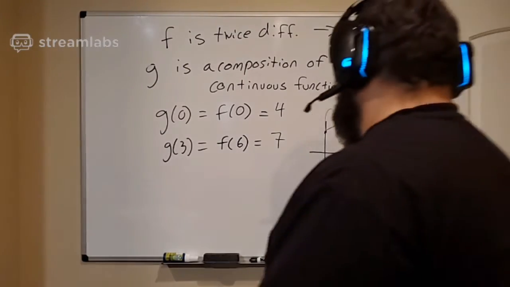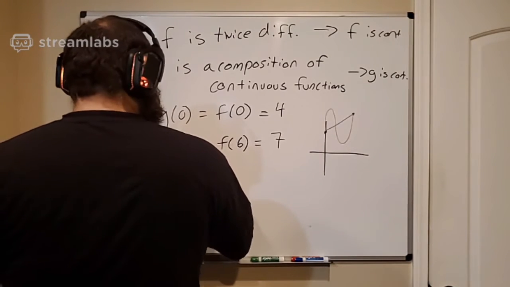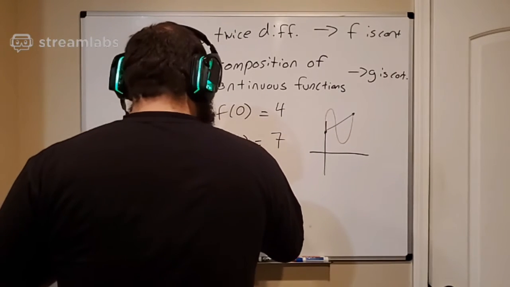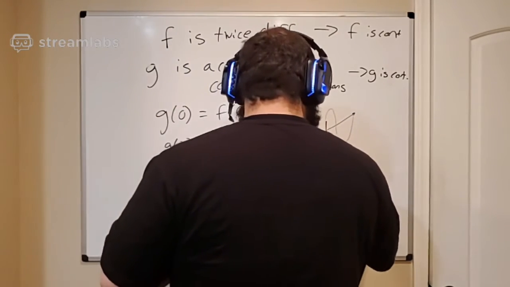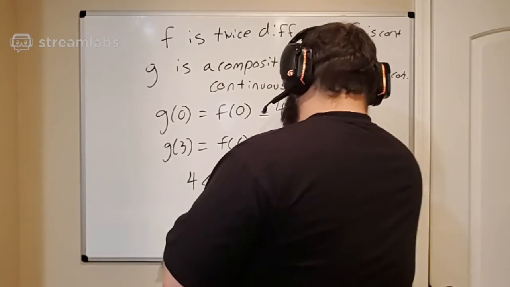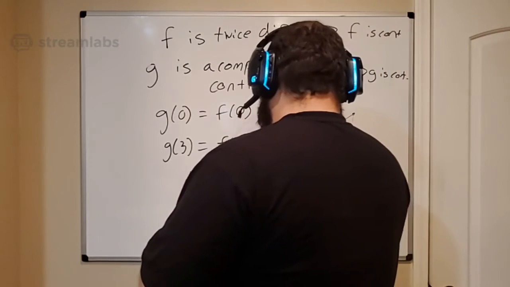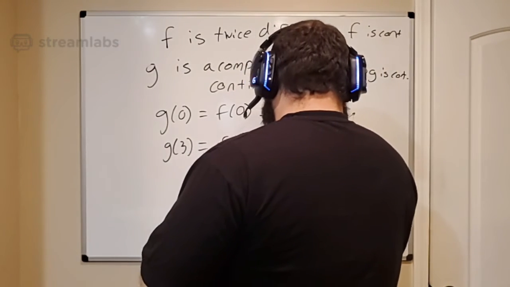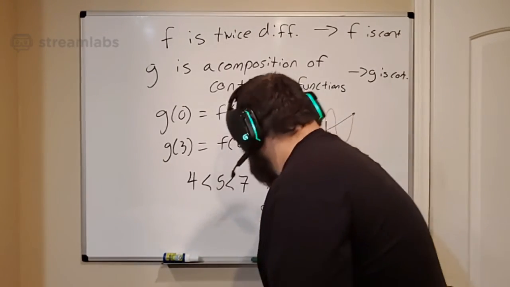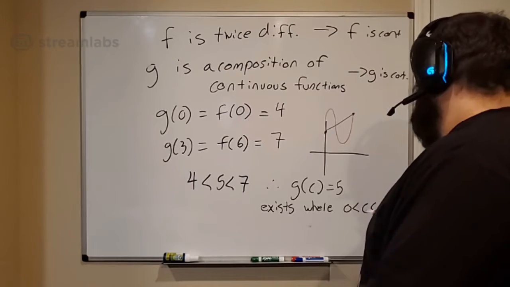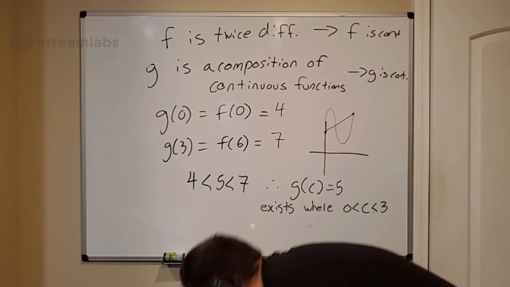So we get 4 is less than 5 is less than 7. Therefore, g of c equals 5 exists, where 0 is less than c is less than 3. So you have to make that last statement as well.